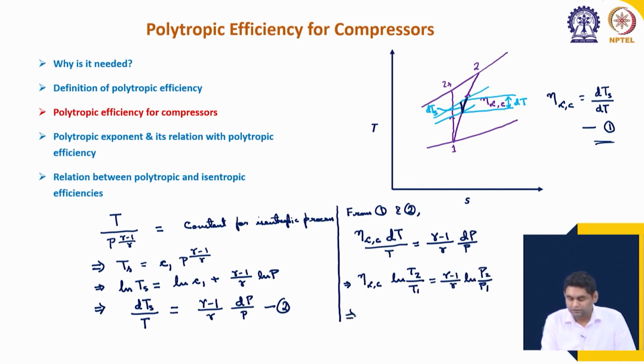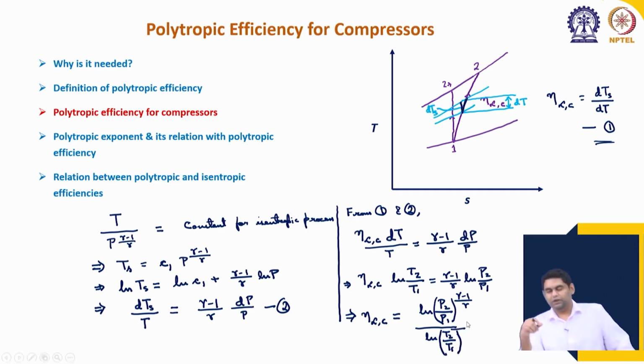which gives us an expression for the polytropic efficiency in terms of the overall parameters, which is equal to ln of P2 by P1 to the power gamma minus 1 by gamma, divided by ln T2 by T1. So, this is how the polytropic efficiency for a compression process can be calculated.